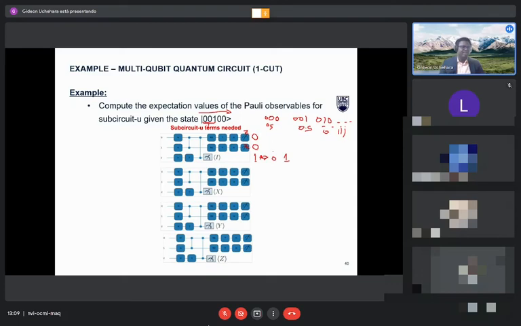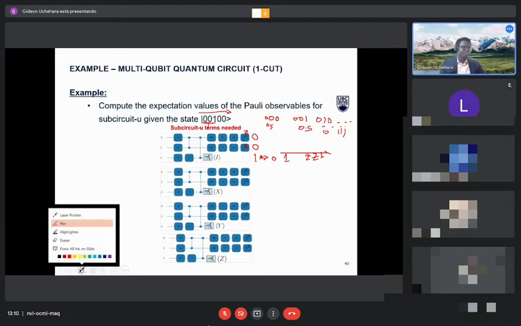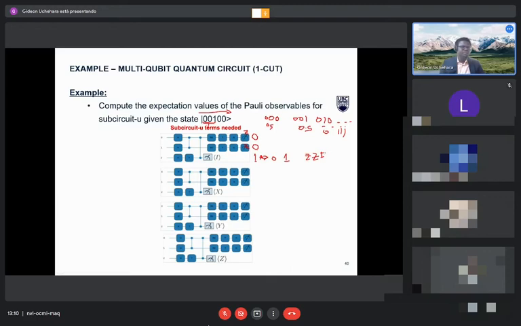And since we are computing the expectation value, this is supposed to be the expectation value for Z, Z, I. This is the most interesting part. That's why I'm taking my time to explain it. So since we want to get the expectation value for this, this is going to be equal to this.